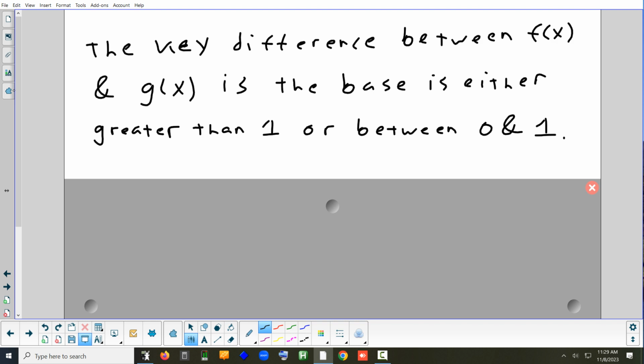So let me write that down. I think I write it down in a couple slides anyway, but greater than 1, that's called exponential growth. Between 0 and 1, that is decay.